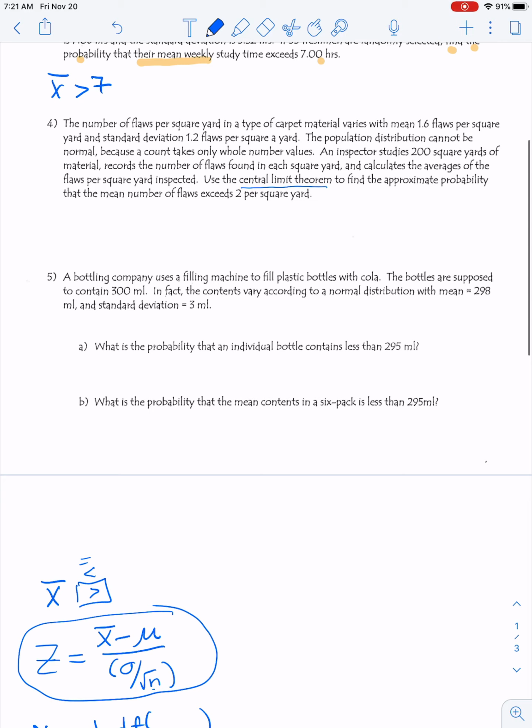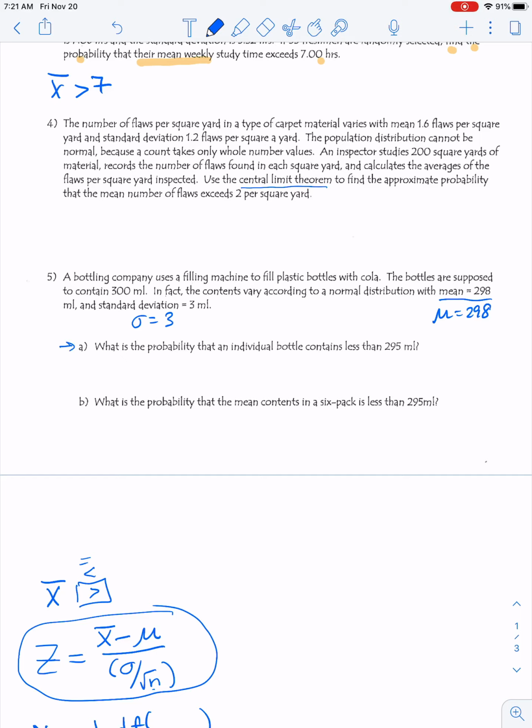So let's come down here to number 5. It goes through all this stuff. A bottling company uses a filling machine to fill plastic bottles with cola. The bottles are supposed to contain 300 milliliters. In fact, the contents vary according to a normal distribution, so it's bell-shaped, with a mean, that's going to be your mu, 298, and standard deviation, 3.